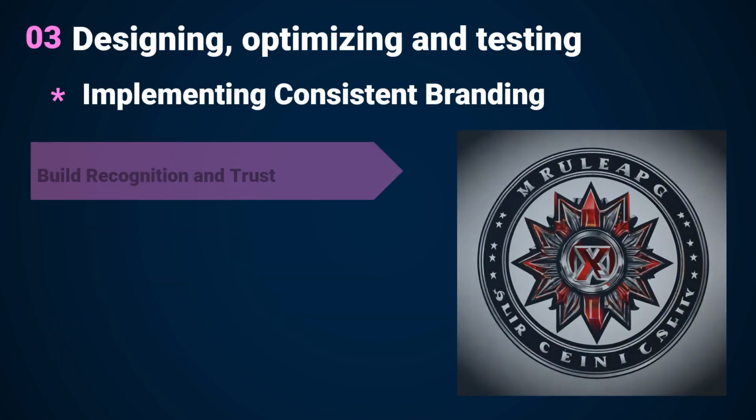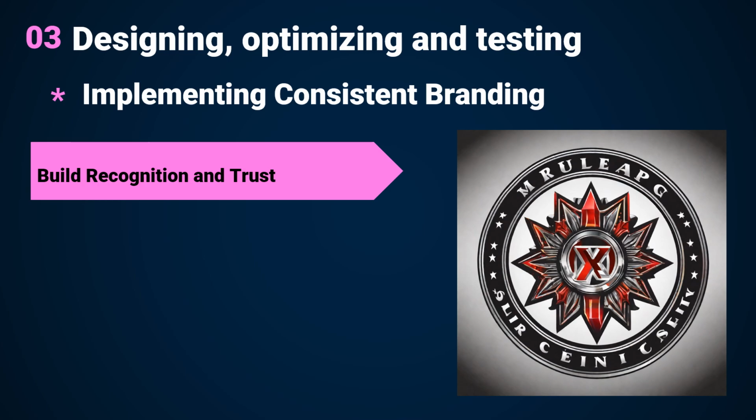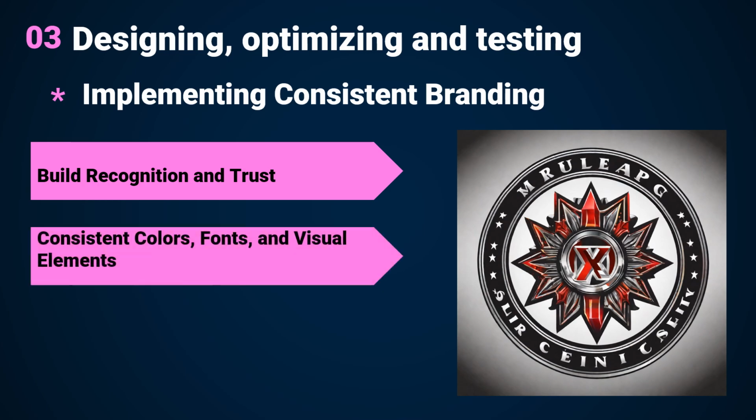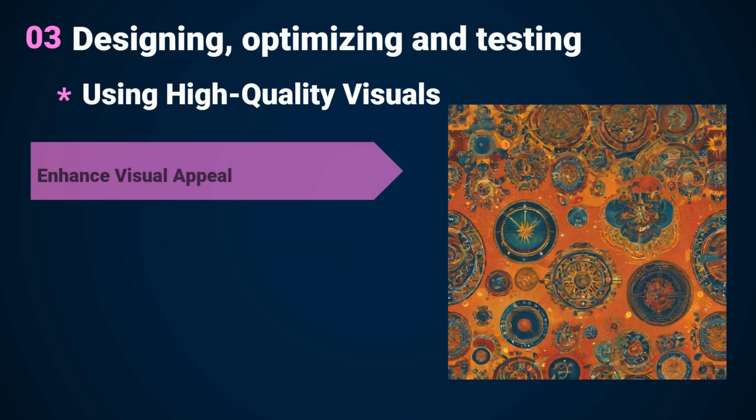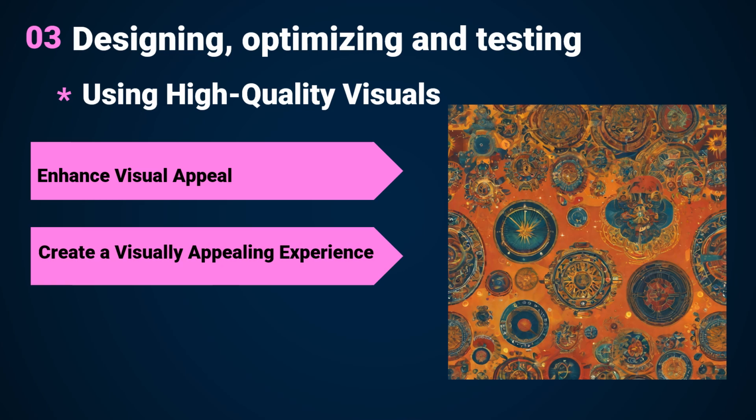Implementing consistent branding across your website helps build recognition and trust with your audience. Use consistent colors, fonts, and visual elements to reinforce your brand identity. Using high-quality visuals enhances the visual appeal and engagement of your website. Incorporate professional images, videos, and graphics to create a visually appealing experience.